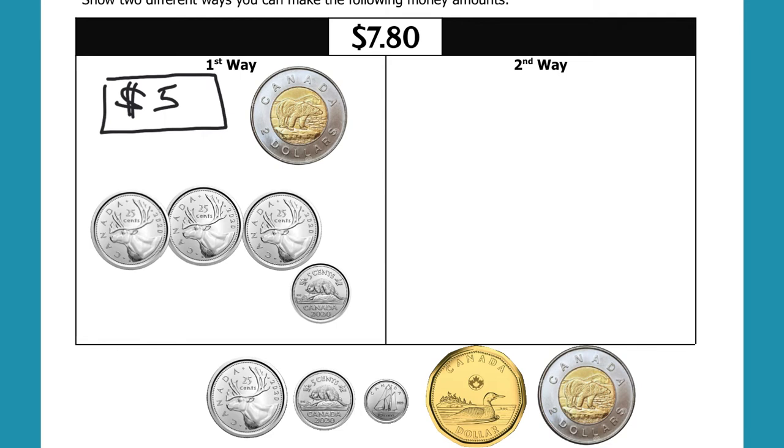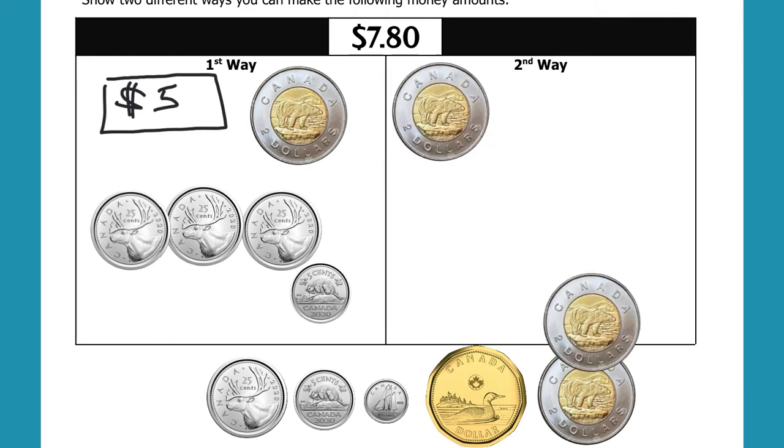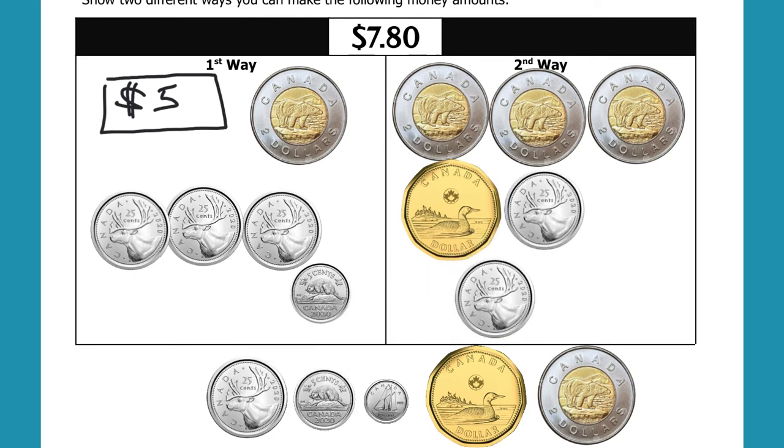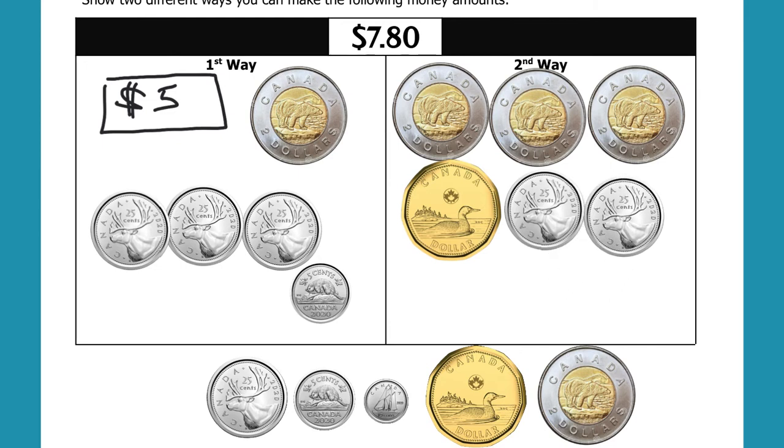And then on the second way, let's not use a bill. So we want to make that $7 just using coins. So we can have 2, 4, 6, there's $7. And now we just need to make the 80 cents. So to do it a little bit in a different way, maybe we'll just use 2 quarters to make our 50 cents. And then we'll add in 3 dimes to give us that total of 80.